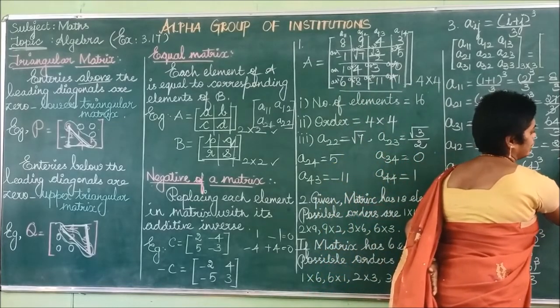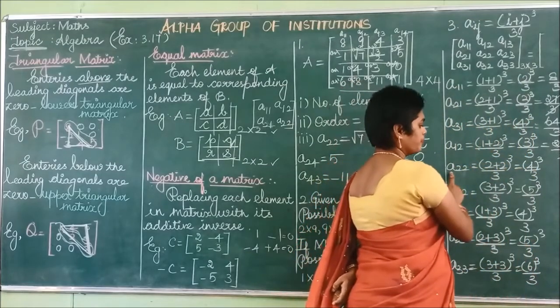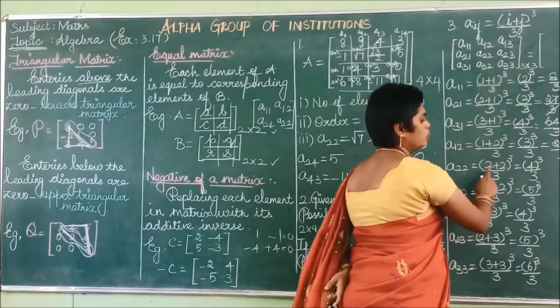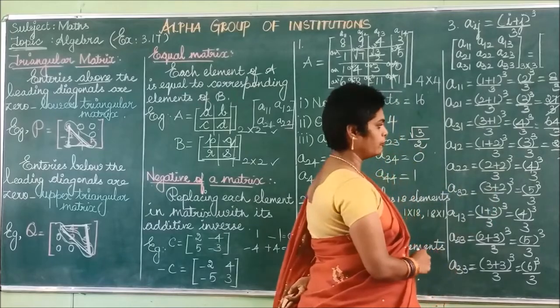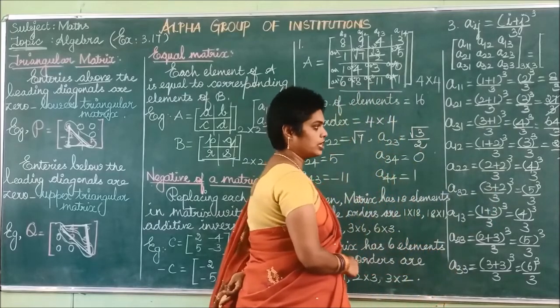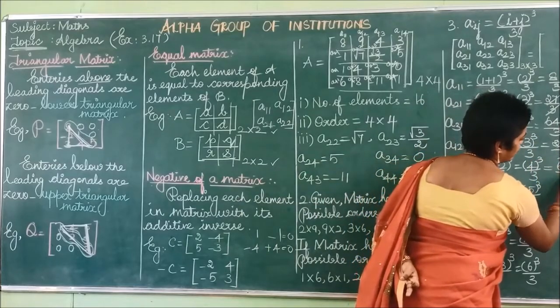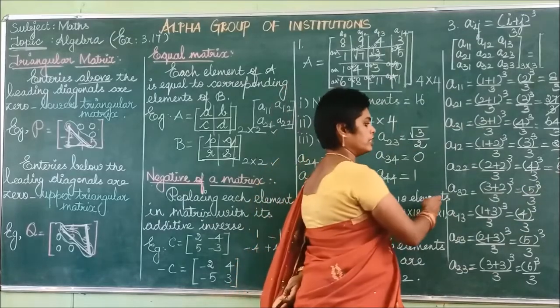Cancelling those values, we get the value as 9. 9 3s are 27. Next, A22, second row, second column. So (2 plus 2) whole power 3 divided by 3. 2 plus 2 is 4. 4 power 3 divided by 3. So 4 power 3 is already 64. 64 by 3. These two numbers didn't get cancelled. So move on to the next value.